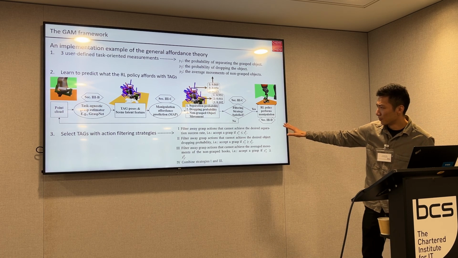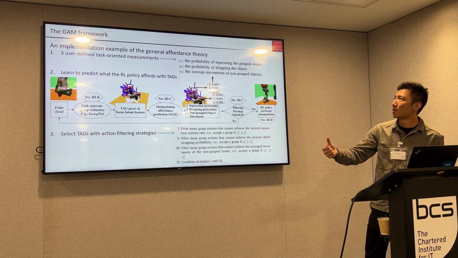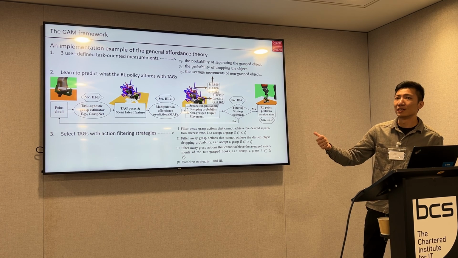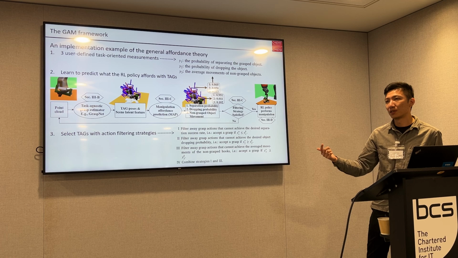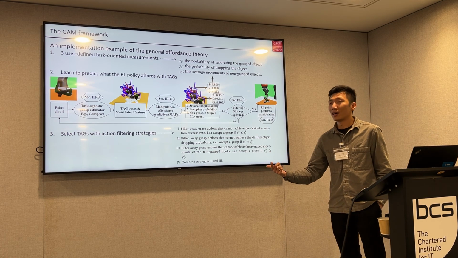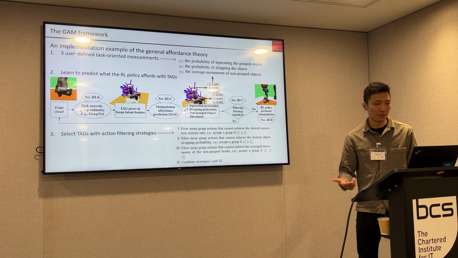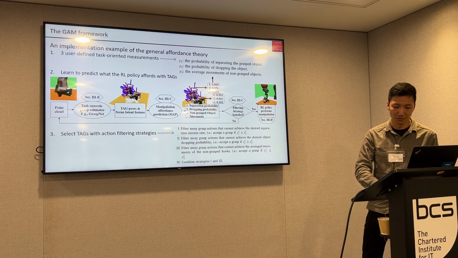So we come up with a few filtering strategies. If the predicted success rate of a grasp spin pose is below some threshold, we don't want it; if it's above some threshold, we want it. Or if it's more likely to drop an object, we don't want it. Or if it's causing too much movement, based on the prediction, we don't want it.